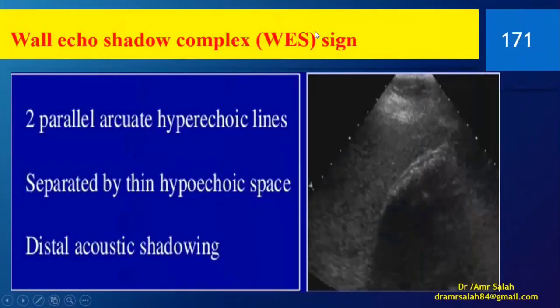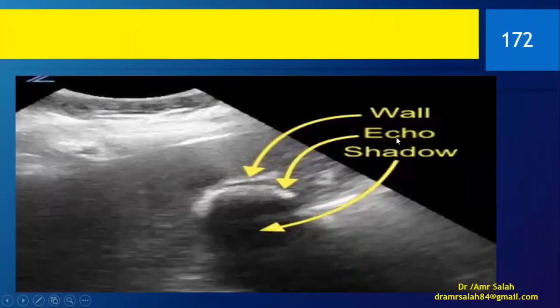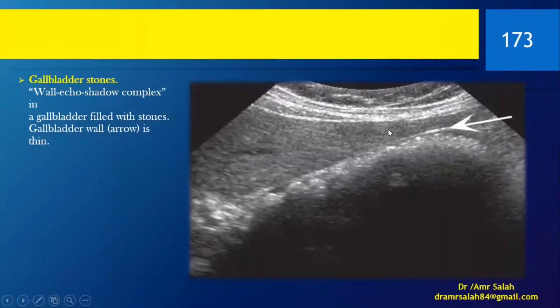Now the wall echo shadow complex. Here we have two parallel hyperechoic lines along with hypoechoic in between. Again, two parallel echogenic lines with a hypoechoic line in between. Voila, this is the WES. Here it is, this is wall echo shadow. Here, is it WES or porcelain? This is porcelain. Why? Because it is all over the place and it casts this huge shadow.